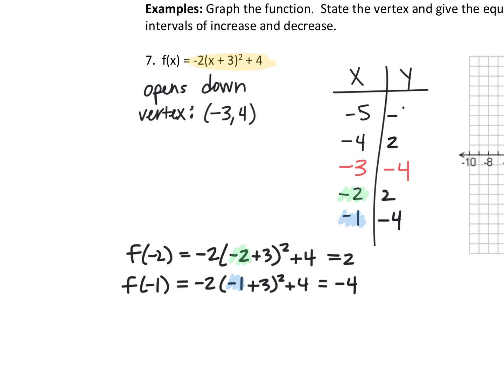Wait, did I do something wrong? I knew something was wrong here. That's a +4, because otherwise this does not make sense. Okay, so the numbers I just got were right. I just wrote down a negative instead of positive there. Okay, then you would graph these 5 points.